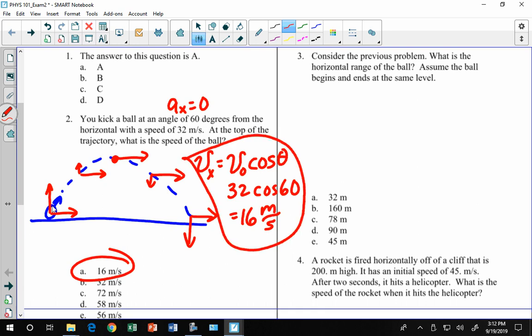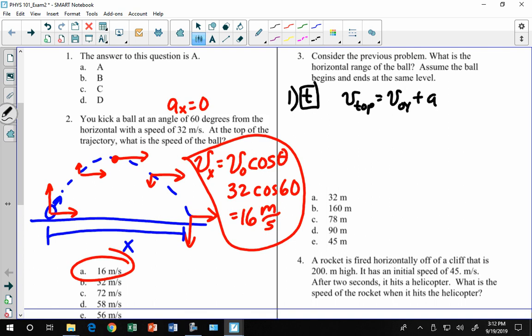And that's your answer. Now number 3 is a little more complicated, and this will be like your free response. What is the horizontal range of the ball? So I want to know what this value for x is. In order to do that, I have to do several things. First, I have to find the time. In order to do that, I say that v at the top is equal to v naught y plus ayt, and this is going to be t top. That's my first step.